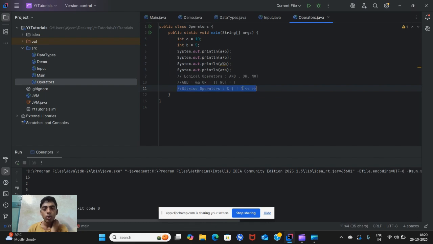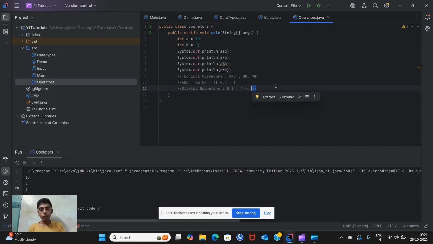Caret means it's XOR. That is the symbol called the caret operator. If one of the inputs is true and the other input is false, the output will be true. That is, true and false come in, the output will be true. If both are true or both are false, the output will be false. So you need differences in the inputs. Then left shift and right shift.